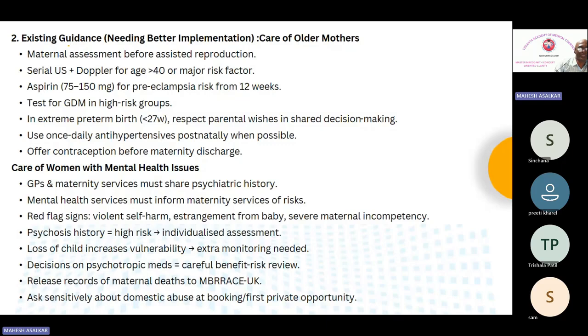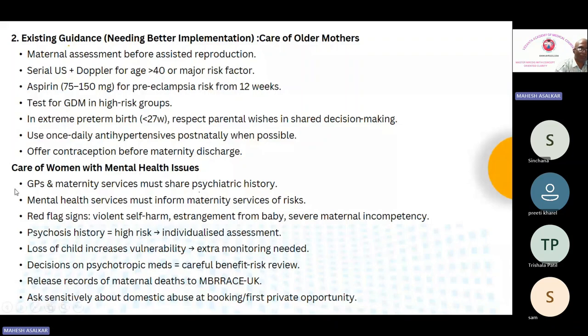Use once daily antihypertensive postnatally whenever possible, and offer contraception before maternity discharge. So these are the existing guidance, but it needs better implementation. So there is scope for further strengthening of these particular services. That is what the report says. Then care of women with mental health issues. Basically, we have seen what exactly the role of mental health issues is.